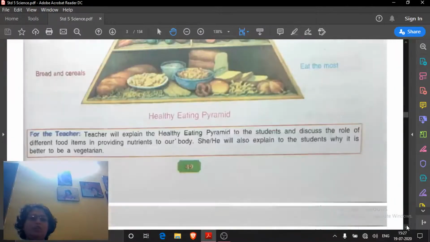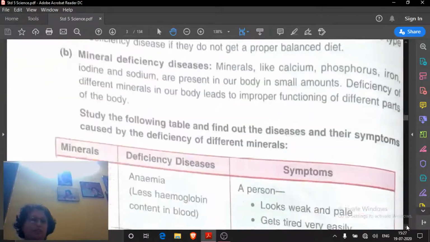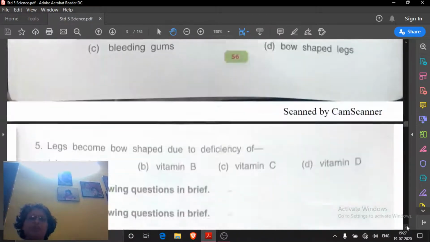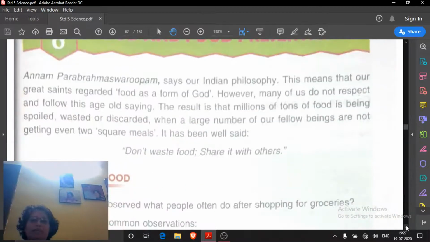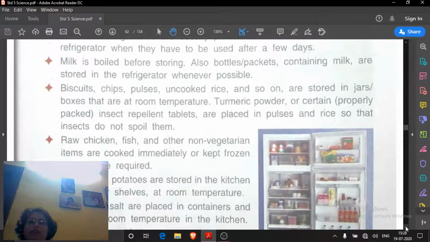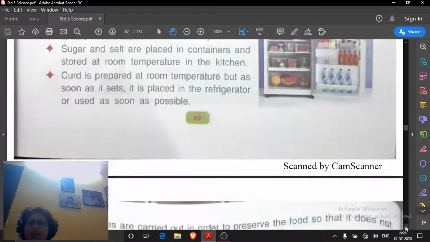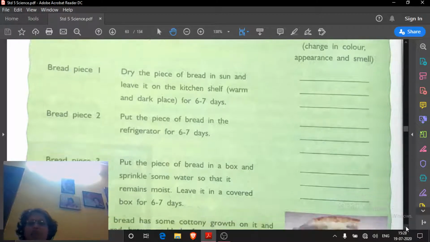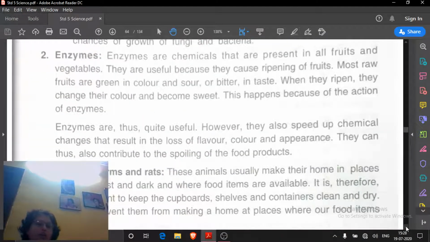In our previous classes we have read about this whole lesson. Once a small recapitulation we will do of this lesson. So here is your lesson number 6. Here, Annam Param Brahm Swarupam, Ann is the absolute form of God. These are the methods where we keep different items that one by one we have read. Then this bread piece activity, I told you how to do it and how it shows that food is being spoiled or not. And these are the 3 reasons of food spoilage.